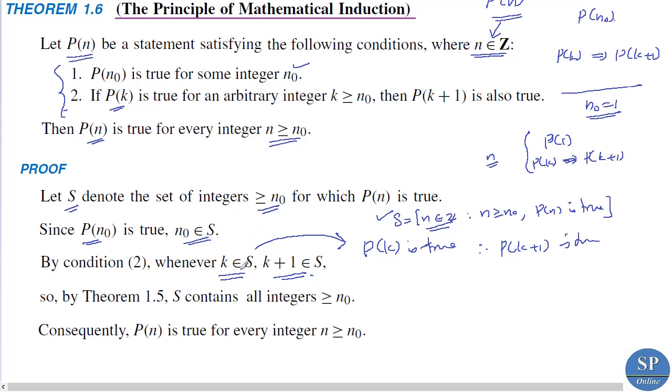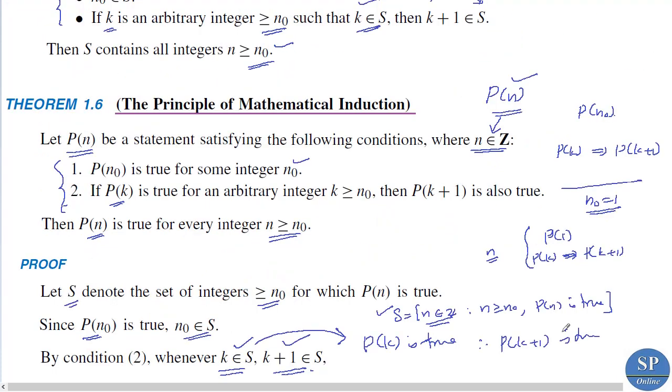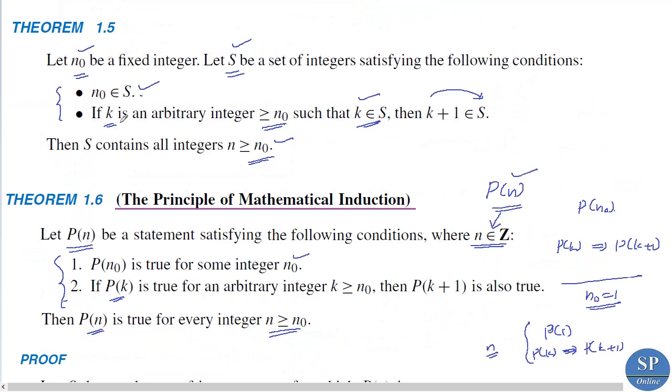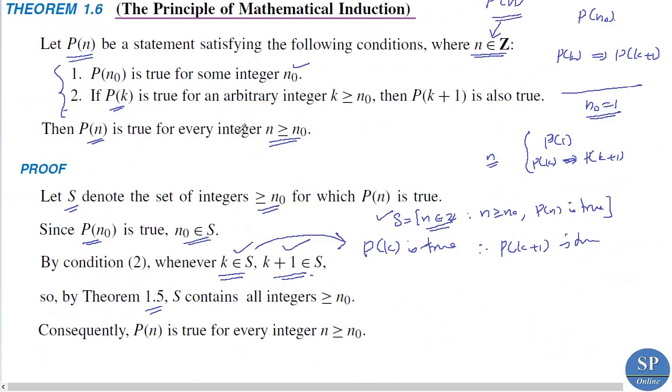So by the second condition we can say that whenever k belongs to S, we have k plus 1 belongs to S. So by the previous theorem 1.5, S contains all integers greater than or equal to n naught. Theorem 1.5 says if n naught belongs to S and k belongs to S implies k plus 1 belongs to S, then S contains all integers n greater than or equal to n naught. Here we have obtained that n naught belongs to S, and also that k belongs to S implies k plus 1 belongs to S. So S contains all integers greater than or equal to n naught.